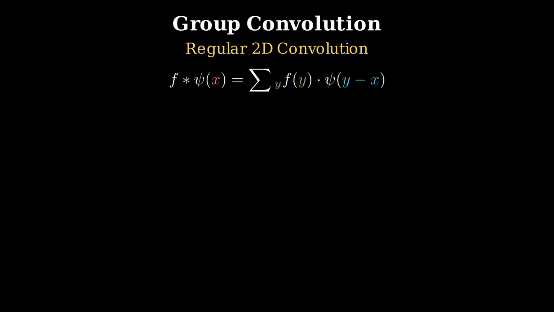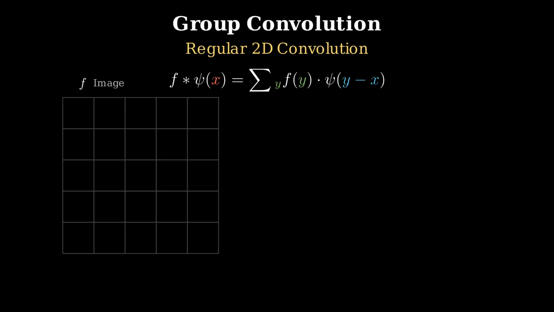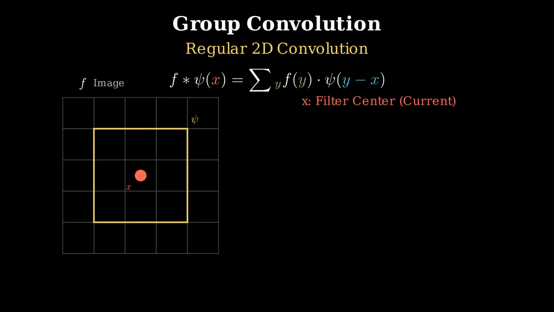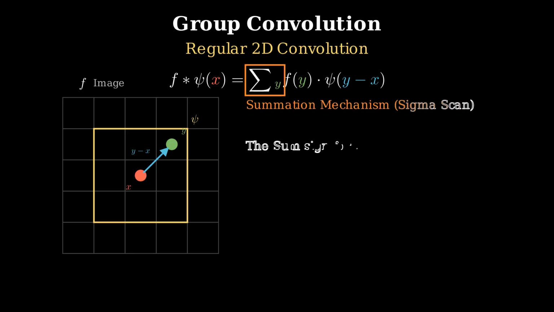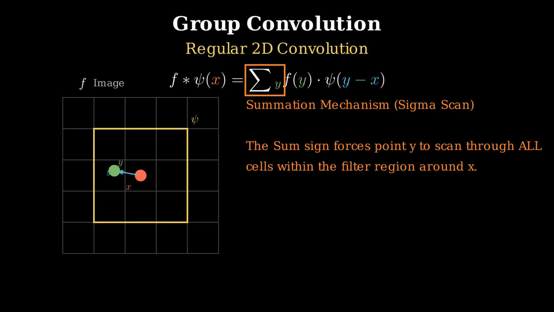Let's dive into group convolution. To understand it, we must first look at the regular 2D convolution we know and love. Here is the standard convolution equation, applying a filter psi over an image f. Let's visualize this on a pixel grid. Let x be the current center position of our filter. Let y be a neighboring pixel we are scanning. The vector y minus x gives us the exact relative coordinates of y with respect to x. The summation sign forces the point y to scan through all surrounding cells within the local filter region.